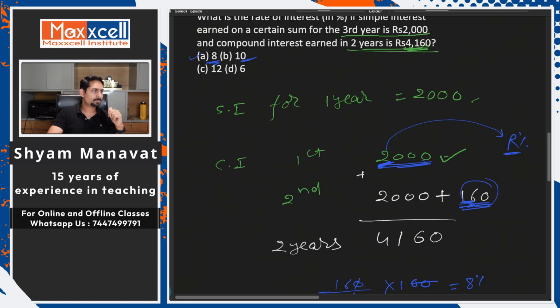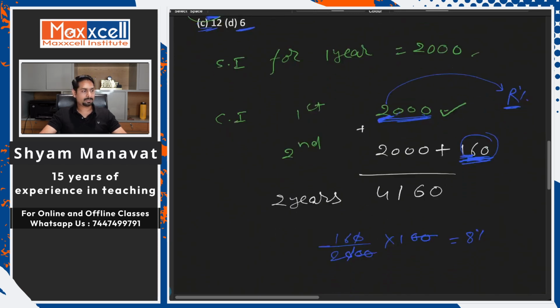You can see this: 2 8s, the first option is 8, so 2 8s are 16, very likely possible. 2 10s are 20, there is no way you can get 160 here. 2 12s are 24, there is no way you can get 160 here. 2 6s are 12, there is no way you can get 160 here. Are you getting it? So the answer should be 8% accordingly.